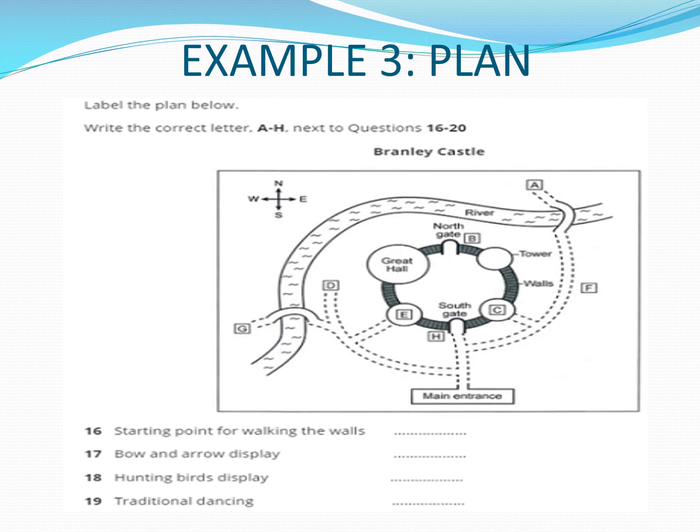This is example number 3 and it shows a plan. Label the plan below. Write the correct letter A to H next to questions 16 to 20. So this is a plan of a castle and you are given the directions north, south, east and west. So if the speaker talks about going towards north, you know the speaker is moving straight up. If he talks about moving towards the east, he has taken a first turn towards the right. So pay attention to it.